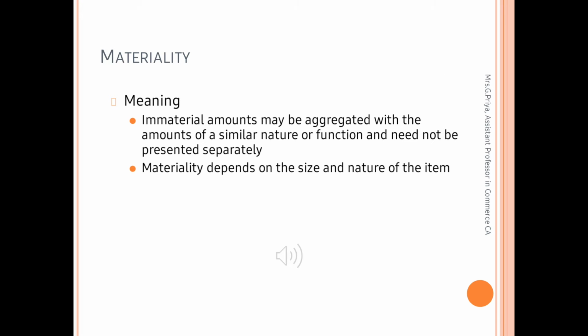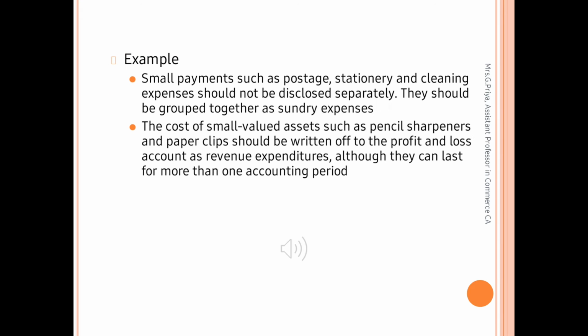And the next one is materiality. Meaning of materiality. Immaterial amounts may be aggregated with amounts of a similar nature or function and need not be presented separately. Materiality depends on the size and nature of the items. For example, small payments such as postage, stationery, and cleaning expenses should not be disclosed separately. They should be grouped together as sundry expenses.